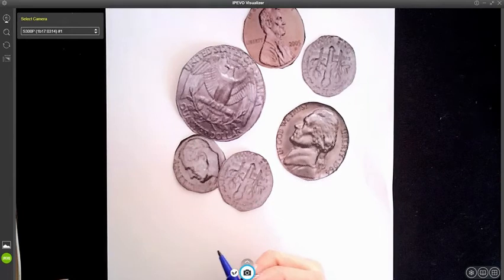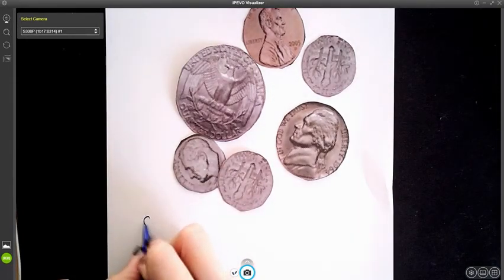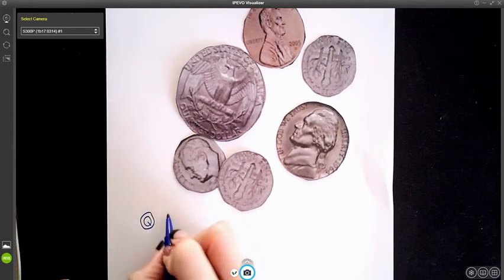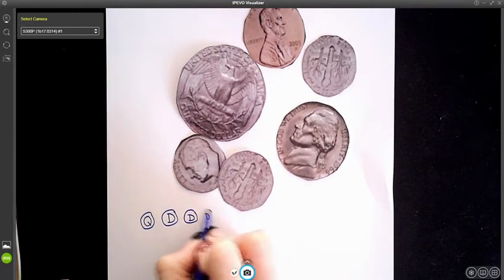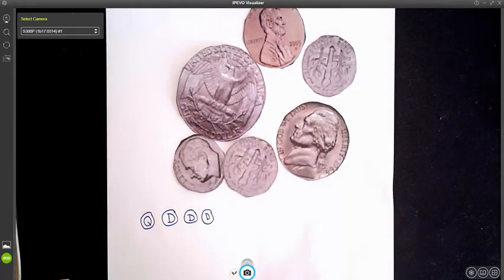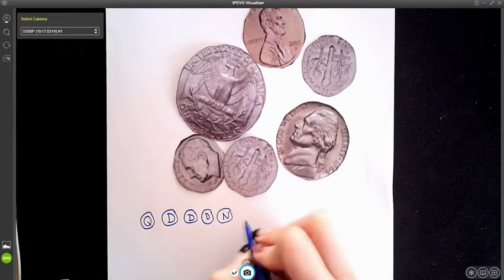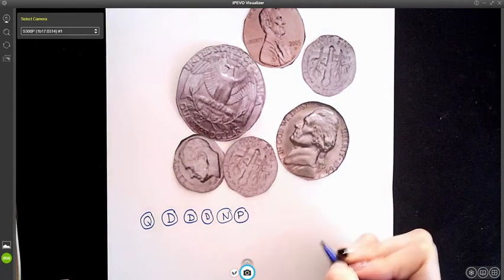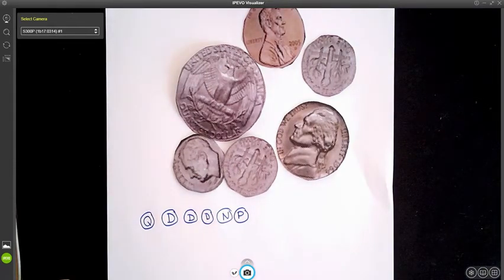I'm going to write that out from greatest to least. So here I have 1 quarter. I have 3 dimes, so dimes are 10 cents. They would go next. Okay, then I have 1 nickel. Nickel's 5 cents, so it would go after my 10. And then 1 penny, which is 1 cent, and that would be my smallest amount of coins.